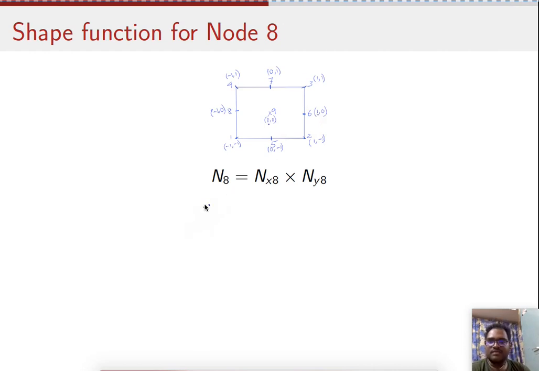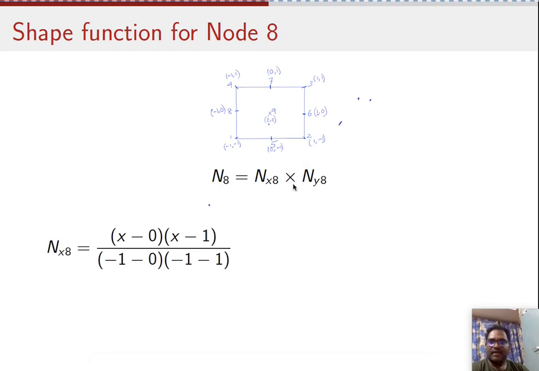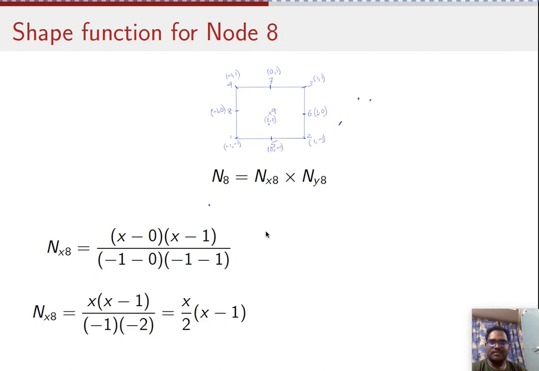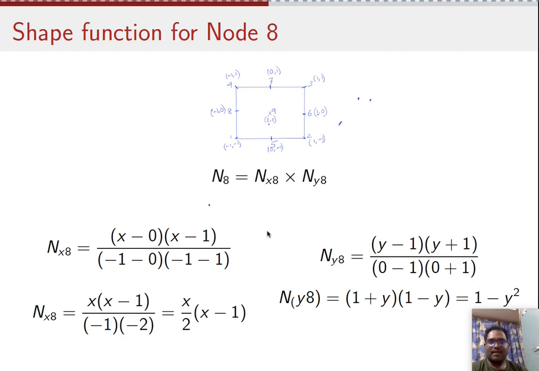So it is x minus 0 and x minus 1. Then substitute the value of x which is present in that node 8. We'll be getting the value of nx8. Repeat it for the 8th node in the y direction. Again, we are going to end up with 1 minus y the whole square. As simple as that, we can find out the shape function for node 8.